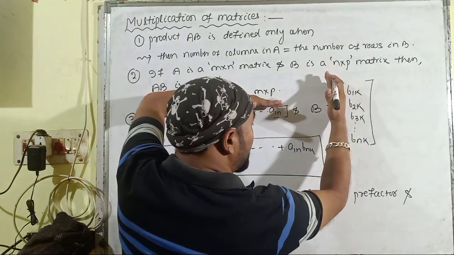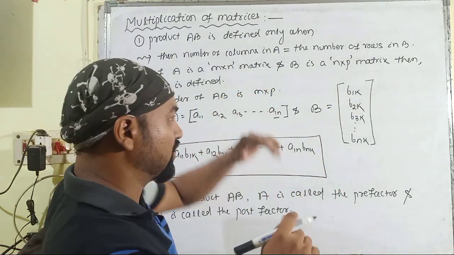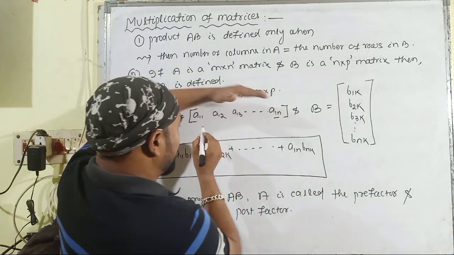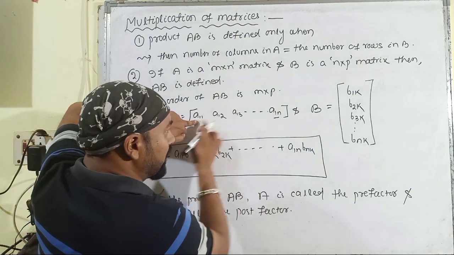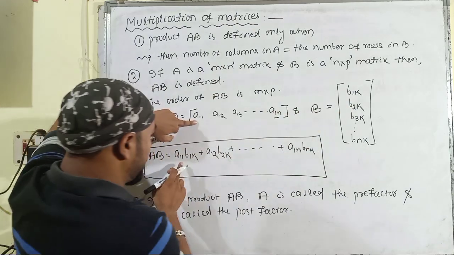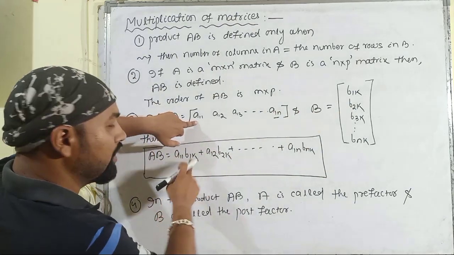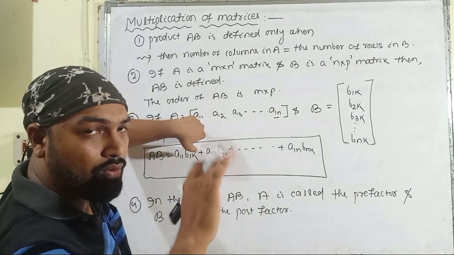Then you have to multiply the corresponding elements. First element with the first element. That means here it is the first element. The first element is multiplied with the first element, and here is the result, A11 B1K. Then plus, that means you have to add.